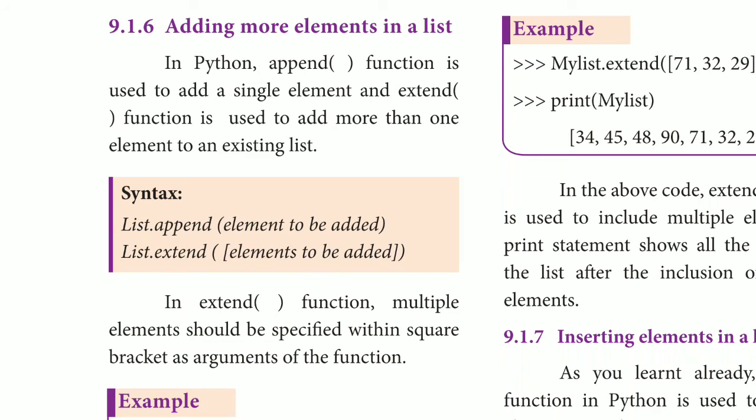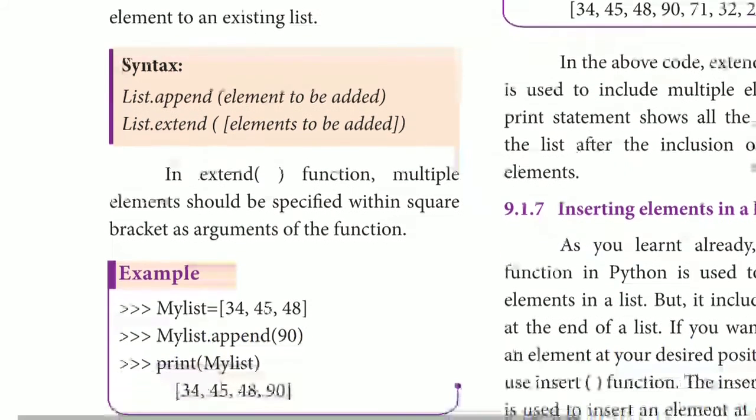So in Python, the append function is used to add a single element, and the extend function is used to add more than one element in an existing list. So append is to add only one single element, but extend is to add more elements in the list. In the extend function, multiple elements should be specified within square brackets or as arguments to the function. So if you are using the extend function to add some more elements into a list, then you have to use square brackets to denote all the elements that have to be added there.